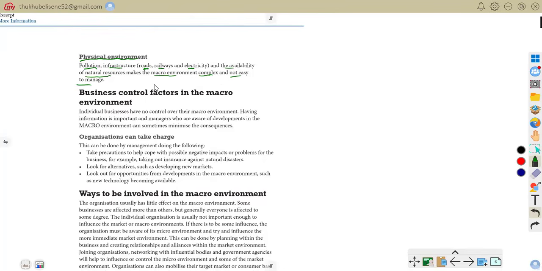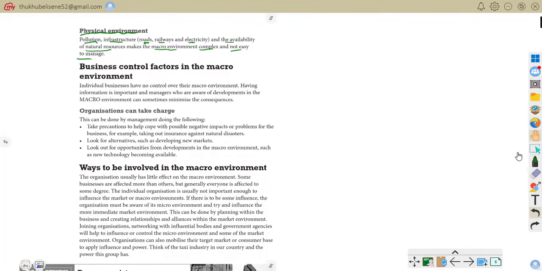So we know very well that with the macro environment, like we've said, we have no control at all, but we can adapt to it. They say individual business have no control over the macro environment, like we've said. So we have information is important. Managers who are aware of the developments in the macro environments can sometimes minimize the consequences. That is that.